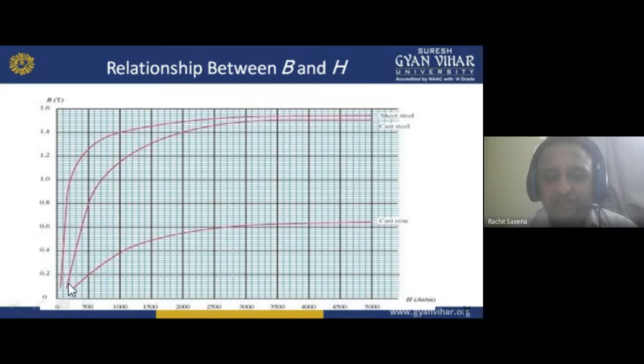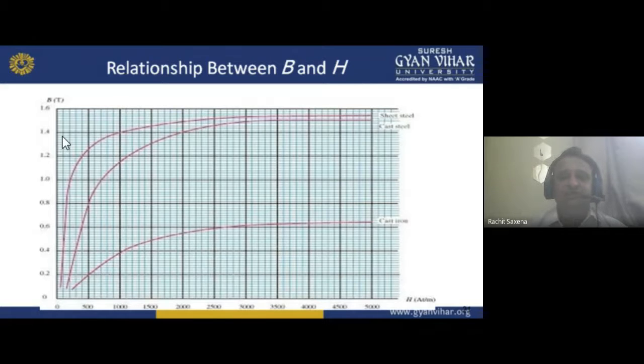But see, if I start the value from here for cast steel, it starts from 0. Now the maximum intensity is 5000, but now the density increases. It is more than 1.4, but less than 1.5 we can say. So cast steel is also a good choice for making a magnetic circuit, for making your magnetic core. That is why it is very essential for us.